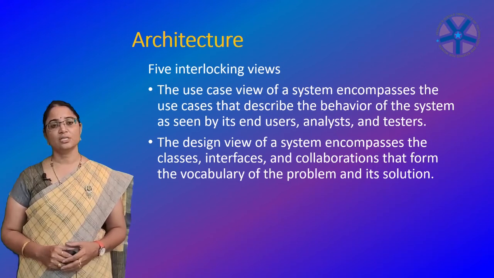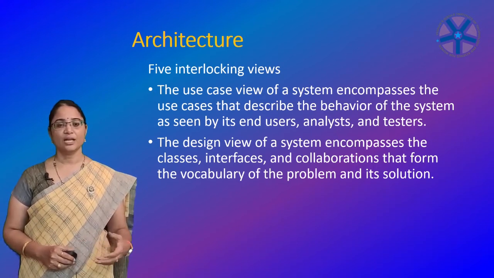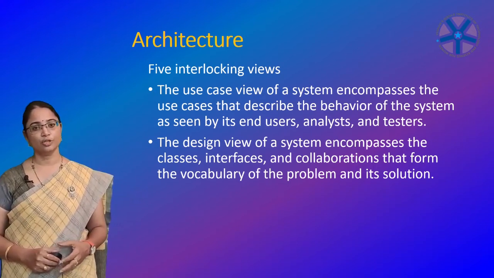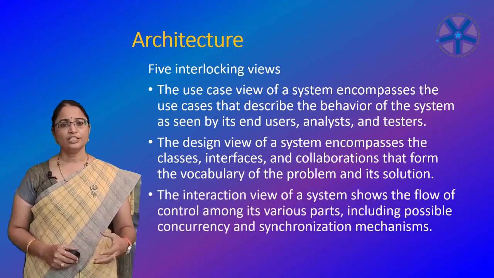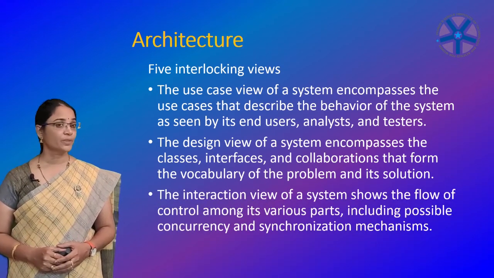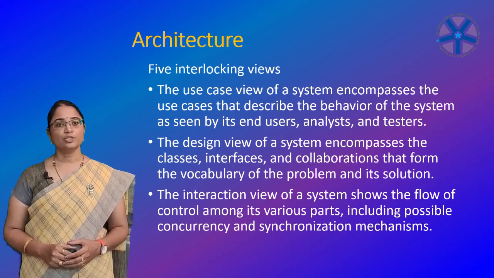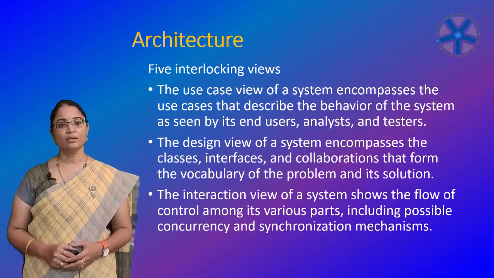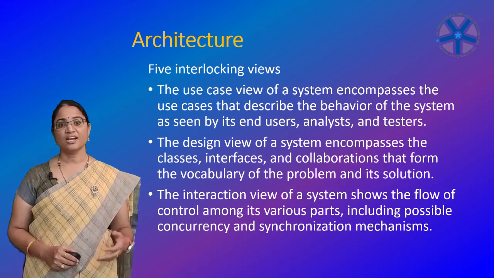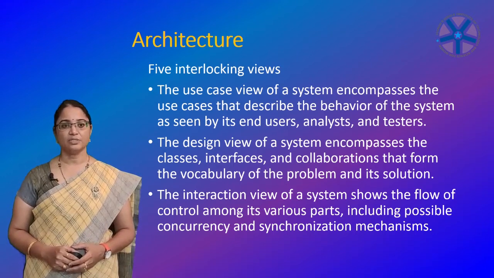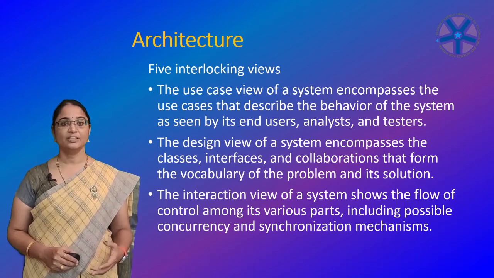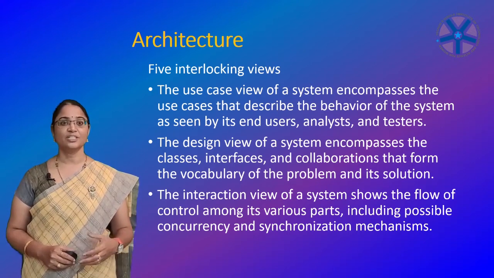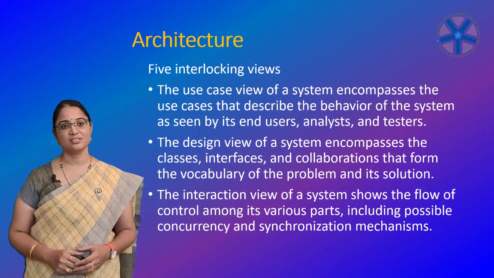To represent the internal structure of a class is particularly useful to represent the internal structure of the view. The interaction view of a system shows the flow of control among its various parts, including possible concurrency and synchronization mechanisms. This view primarily addresses the performance, scalability, and throughput of the system. These are nothing but the non-functional requirements of the system.